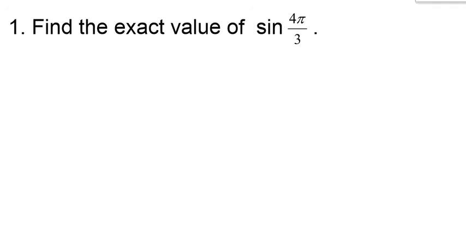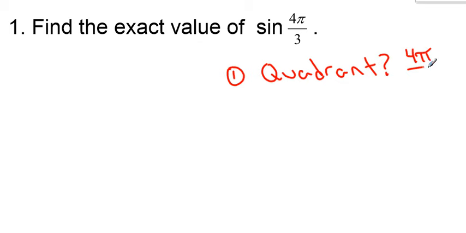So here's a good question. It says, find the exact value of sine 4 pi over 3. So my process is always to start by thinking about two things. One, what quadrant would this particular angle be? So if I were to rotate by 4 pi over 3, what quadrant would I end up with?